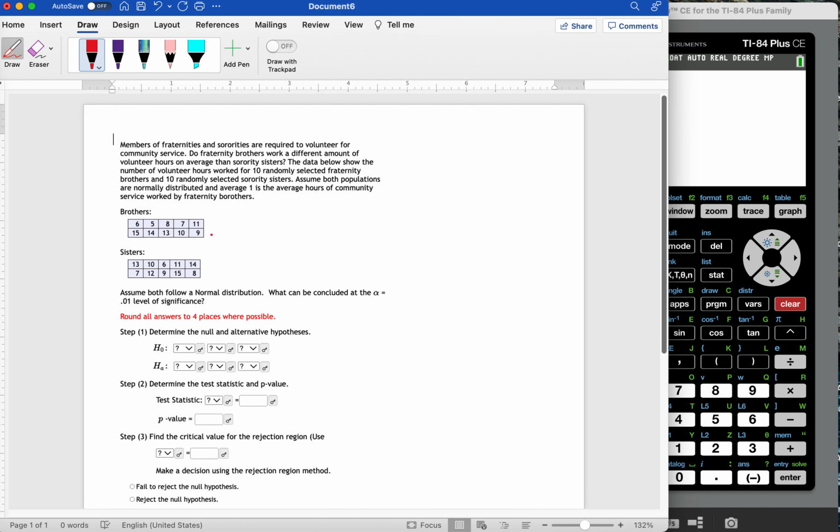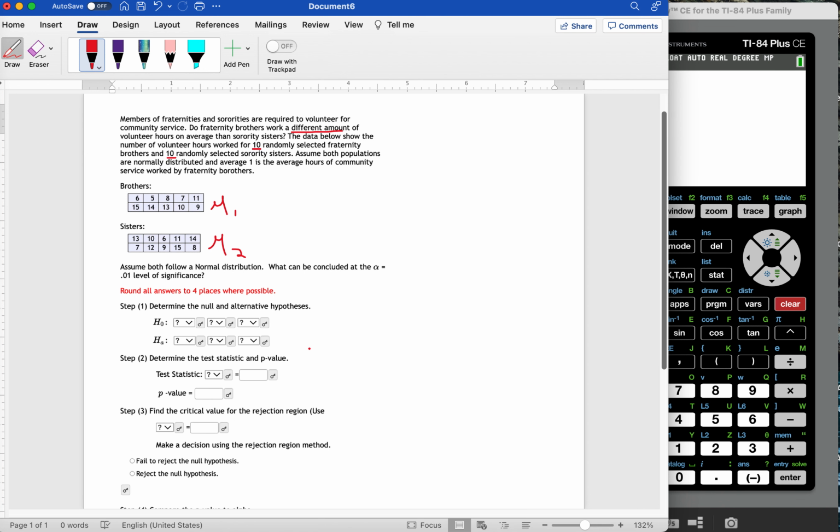So the average that comes from this sample is going to be mu1, and the average that comes from this sample is going to be mu2. Both of them have a sample size of 10, and this question is asking if the fraternity brothers work a different amount of volunteer hours, which means this is going to be a two-tailed test.